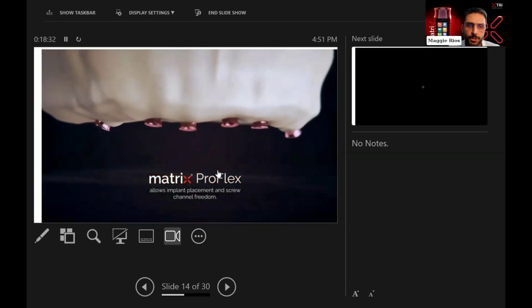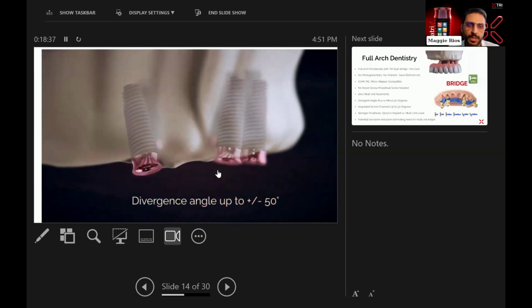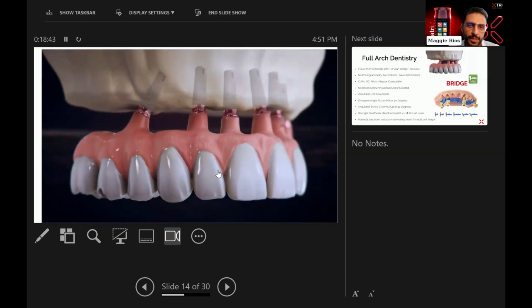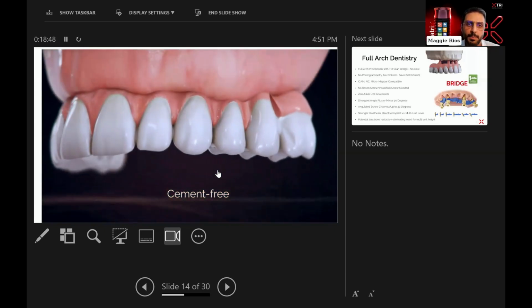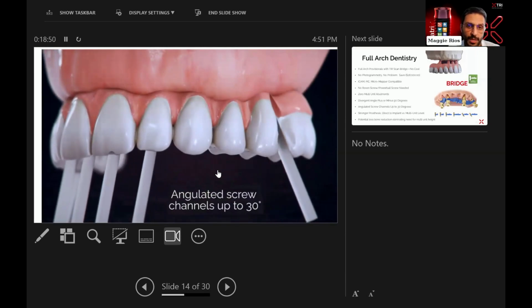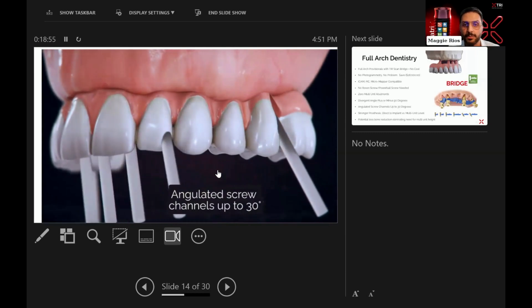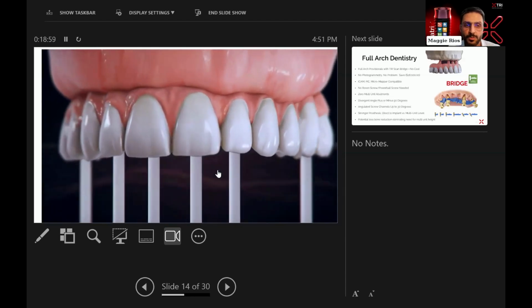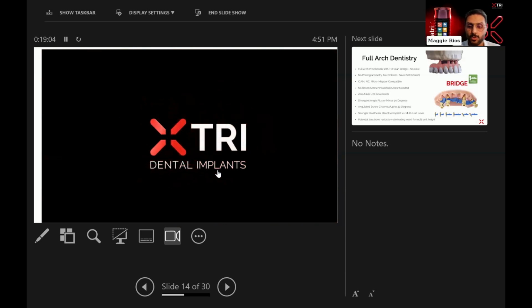I'm going to show you what kind of angulations we can have on our implants and how we can get the access opening to the screw channel corrected. We can have up to 50 degrees plus or minus on the implants. And because we have an angulated screw channel, the ASC, it corrects the angulation up to 30 degrees. So when these access openings fall in the aesthetic zone, we can always get it corrected with that angulated screw channel.